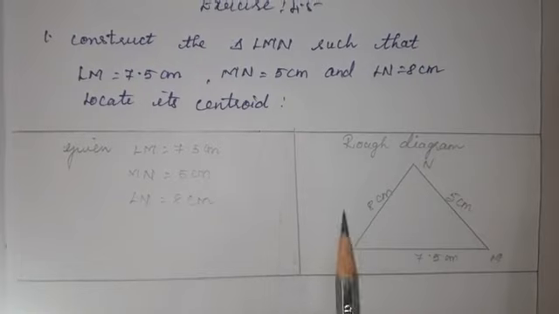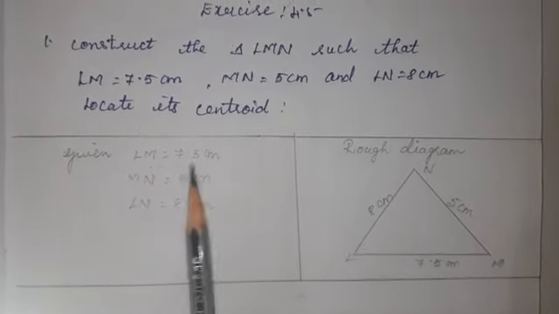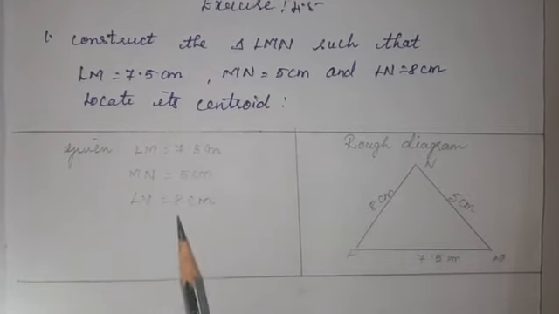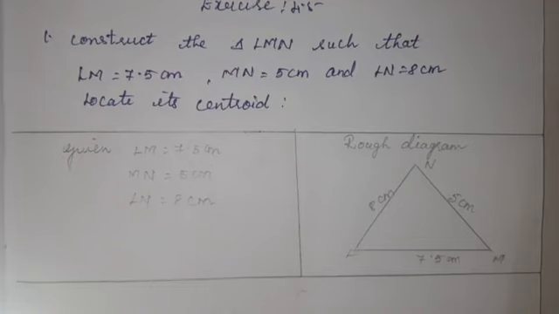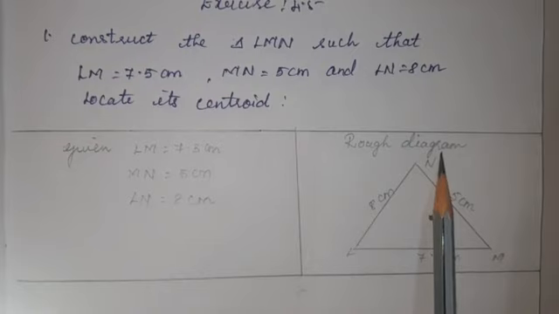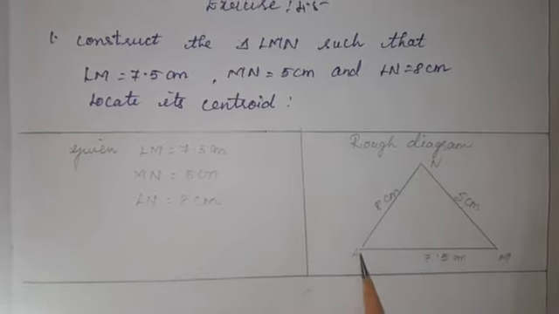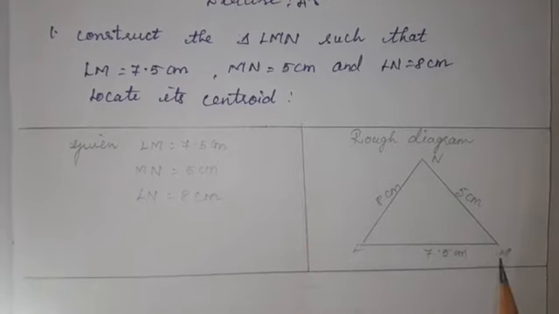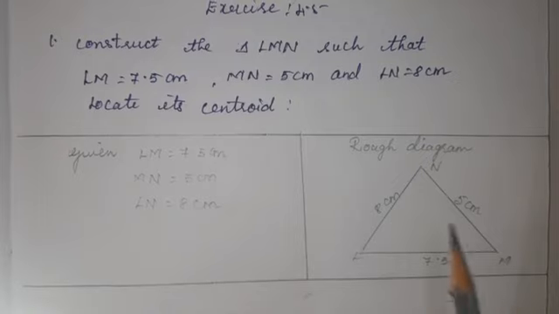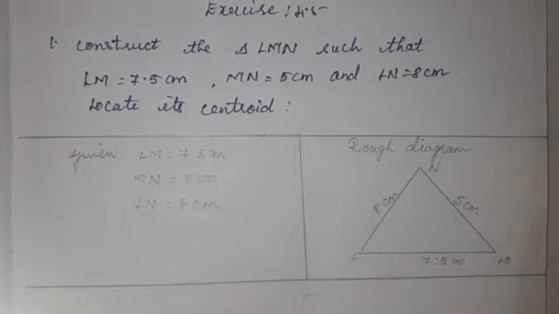Okay, you will get 2 boxes. In the first box you should write "Given": whatever is given in that question, LM is equal to 7.5 cm, MN is equal to 5 cm, LN is equal to 8 cm. Only write with the pencil. In the second box, write the heading "Rough diagram". In the rough diagram you should draw a triangle. What is the name of the triangle in the question? LMN. LM is given as 7.5 cm, MN is 5 cm, LN is given as 8 cm.